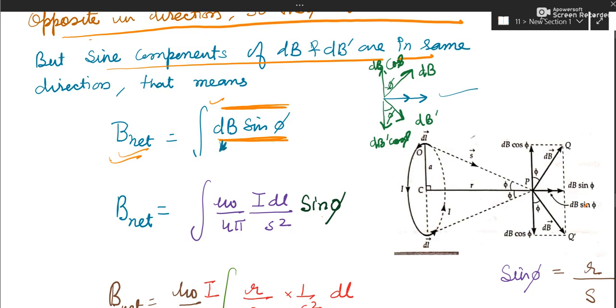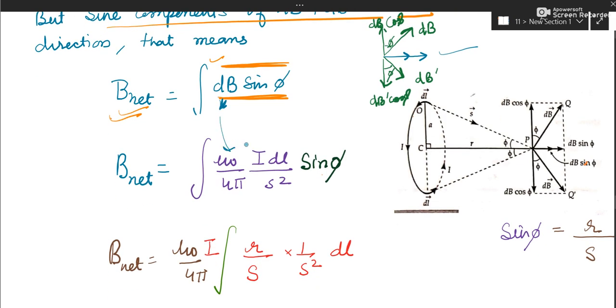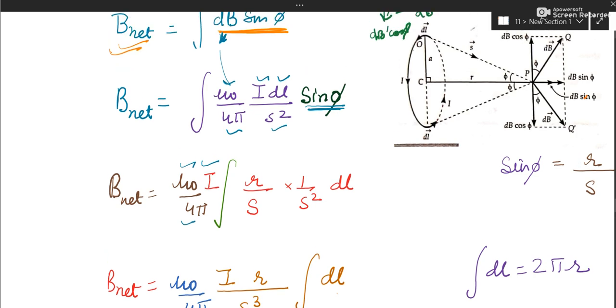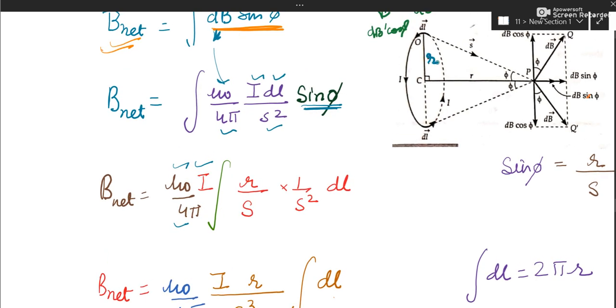Let us substitute the value of dB: mu naught by 4 pi, I dl by s square, sin phi as it is. Now mu naught, 4 pi and I can be taken outside the integral. Now we'll open this sine. Sine can be written as perpendicular by hypotenuse. So let us see. First of all, this is the radius, and this is the axial distance.